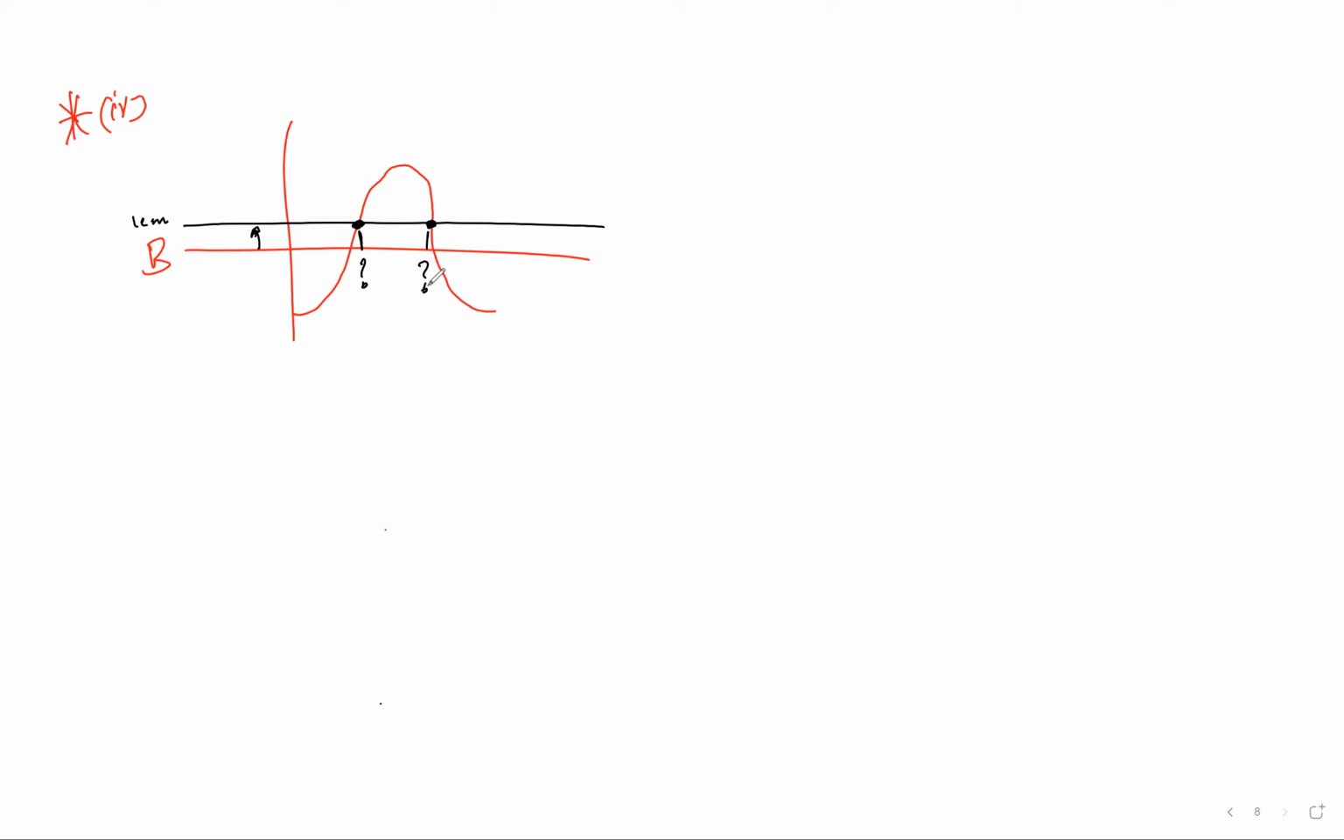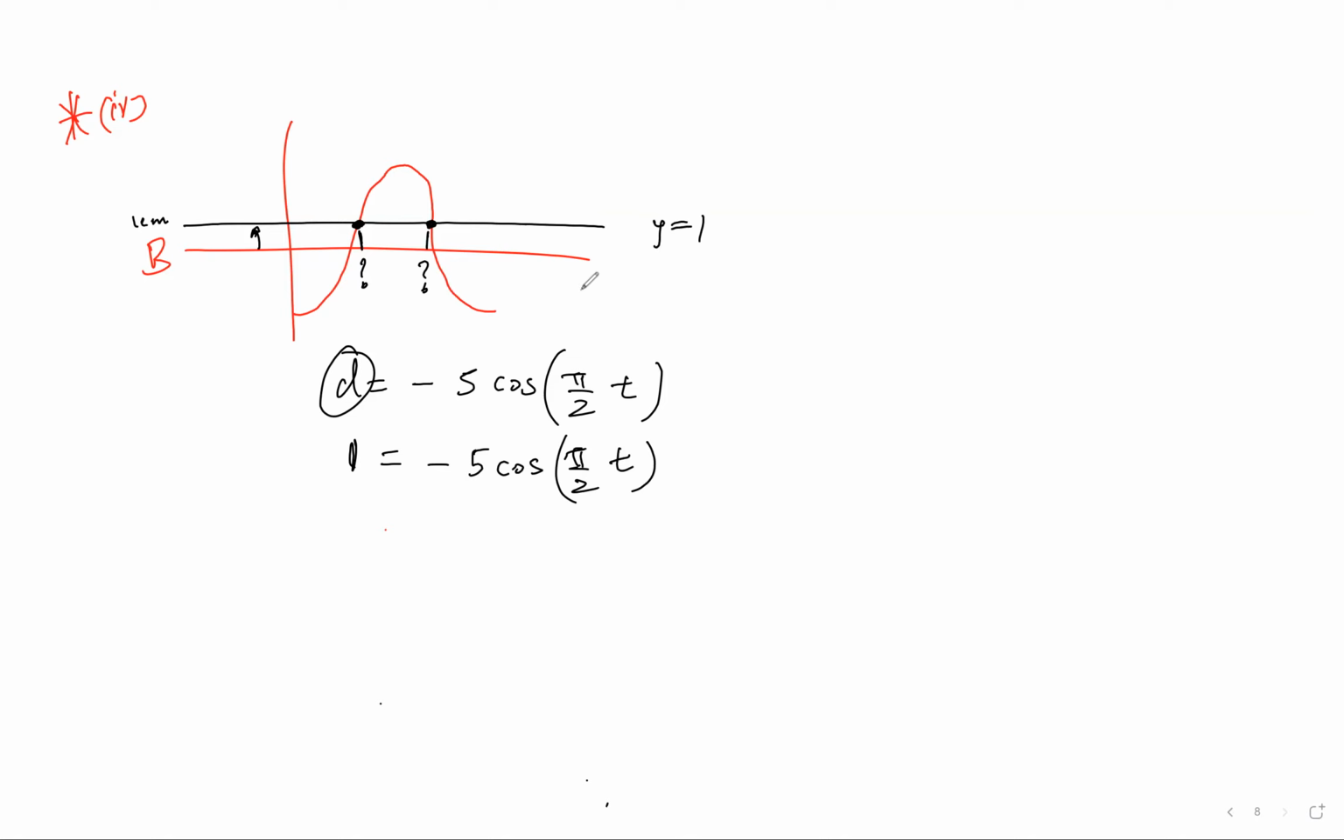So basically, when you draw this line, what it means is you have d equal to negative 5 cos pi over 2 t, and you're making this 1. That means you're making y equal to 1. You just substitute, so you have a curve and a line, then you find the point of intersection. You get two values. If you work it out, it should be cos pi over 2t equal to negative 1 over 5.